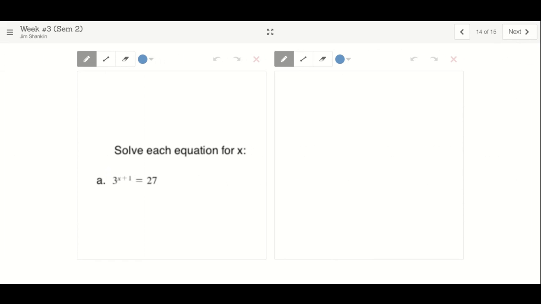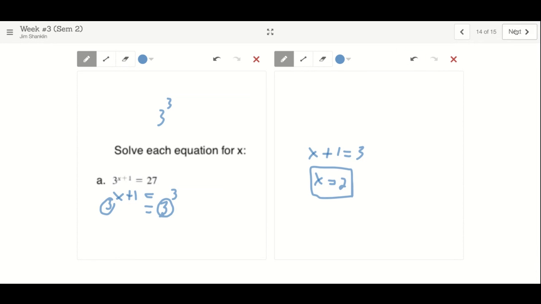Now, you should be able to do it just in your head. But if I was going to do this problem algebraically, I'd rewrite this as 3 to the x plus 1 is equal to, well, 27 is the same thing as 3 to the 3rd power. If the bases are the same, then the exponents are equal. So this would just be x plus 1 equals 3, x equals 2.